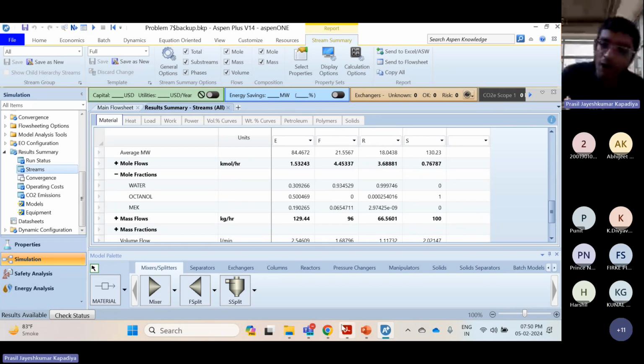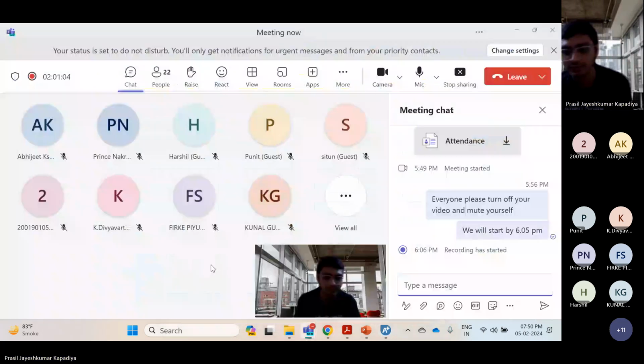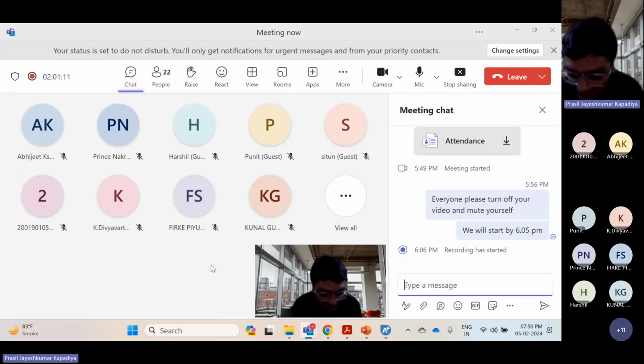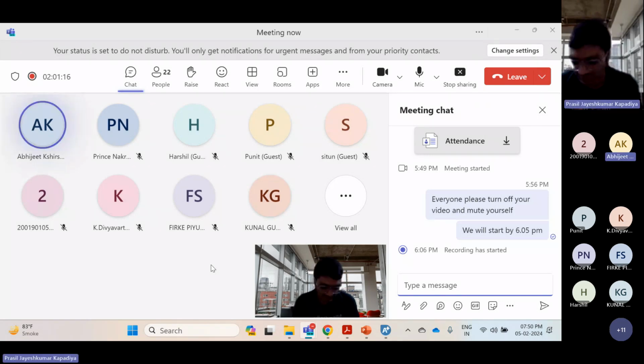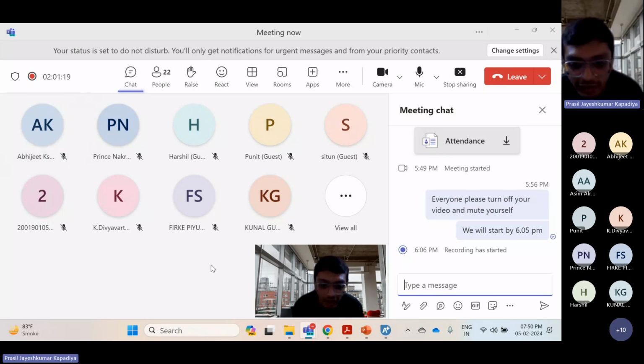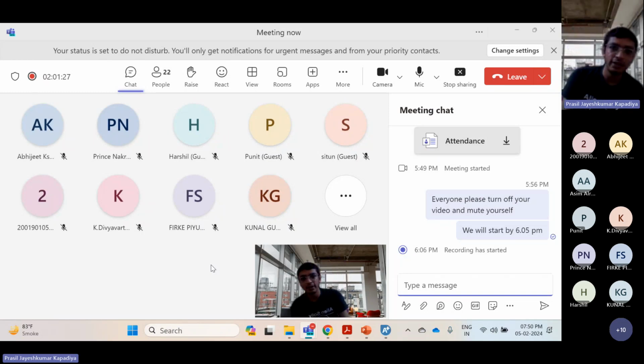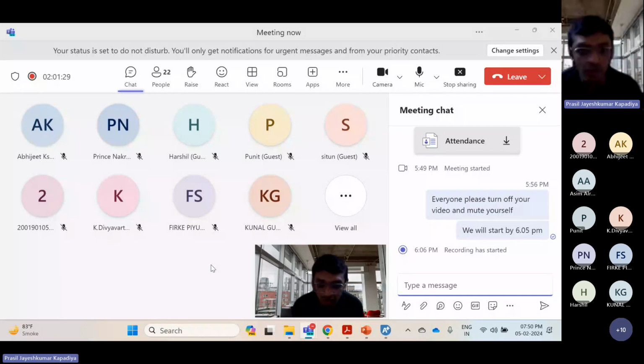Distillation. How will you design the distillation column? We learned today: the shortcut method or rigorous method. First we will go for the shortcut method. We will find the minimum number of trays and the minimum reflux ratio required. Then, using those output parameters, we can design the actual column using the RadFrac model. Correct? Can you guys do it? Yes, we can.